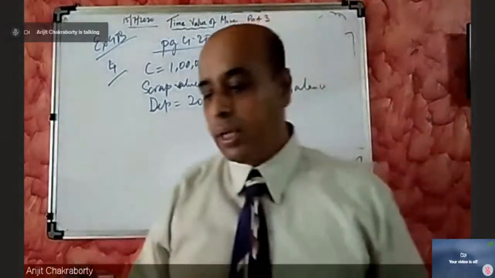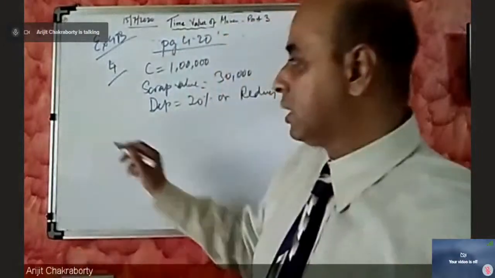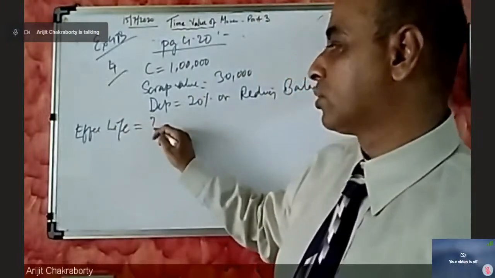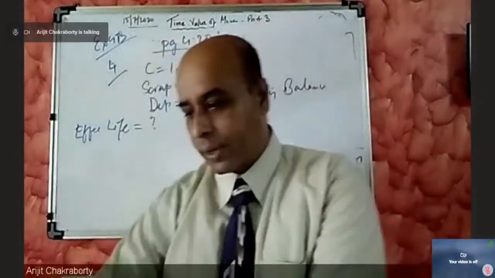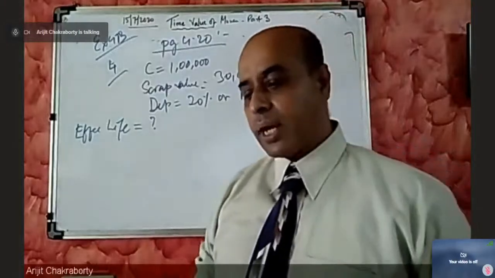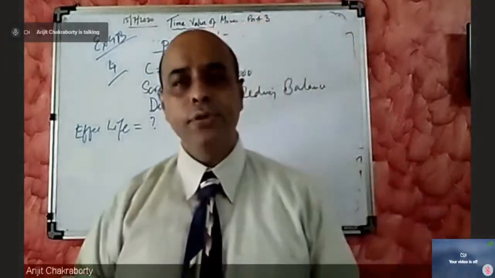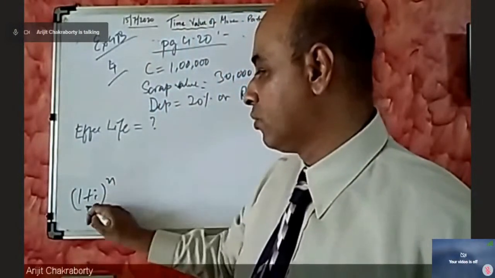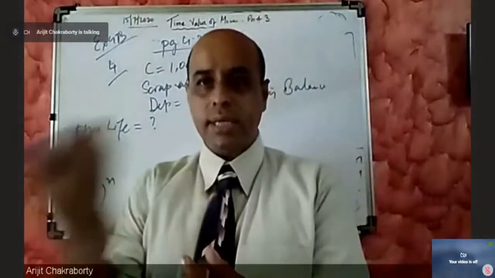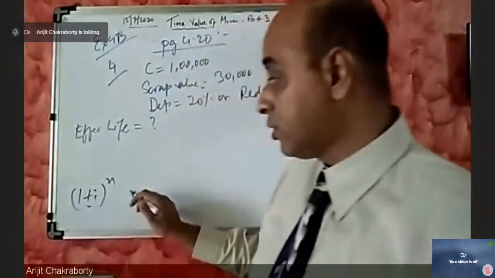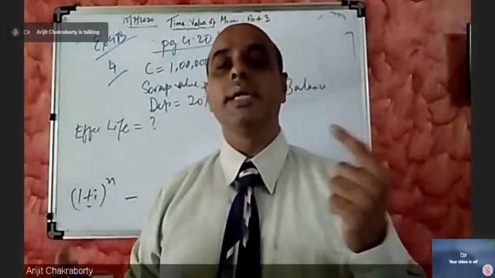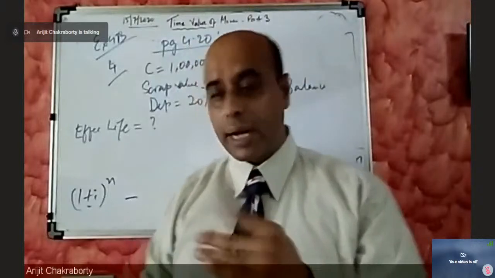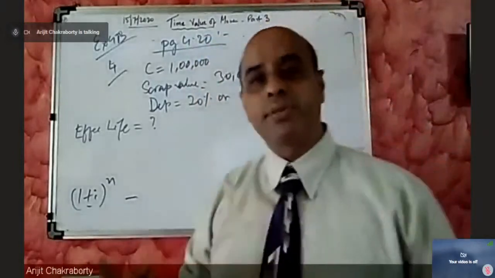We have to find out the effective life of the machine. So what is the effective life? We don't know. We have to find out. Please note that in the last few examples we went for 1 plus I to the power n. We added because the interest is added. But here it's a question of minus. Why minus? Because in case of depreciation, the value goes on reducing. That's why it is called reducing balance method.